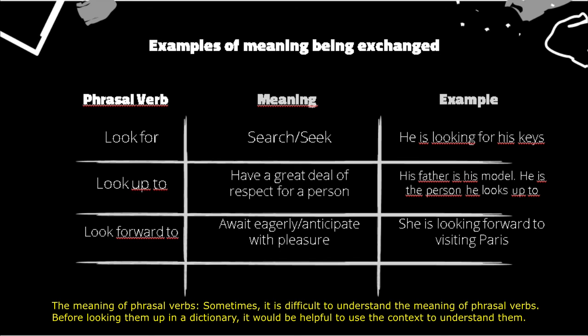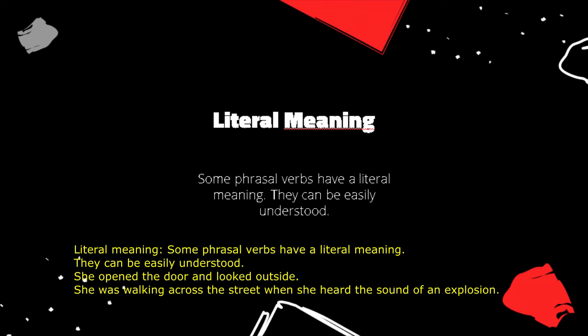The meaning of phrasal verbs. Sometimes it's difficult to understand the meaning of phrasal verbs before looking them up in a dictionary. It won't be helpful to use the context to understand them. Literal meaning: some phrasal verbs have a literal meaning. They can be easily understood. She opened the door and looked outside. She was walking across the street when she heard the sound of the explosion.